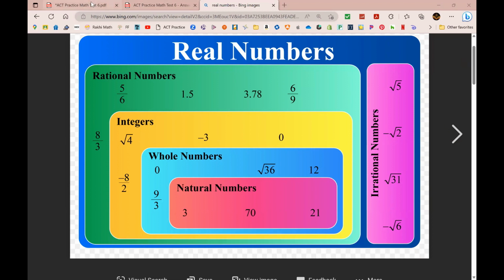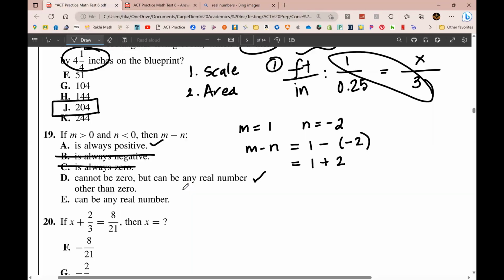Now, if we go back to that problem, we know for sure that we are not going to ever get a negative, right? So anytime you see real number, we have to cross that out. It's not going to work. Okay, so just remember, real numbers include negatives. Therefore, A is the only answer for this problem.